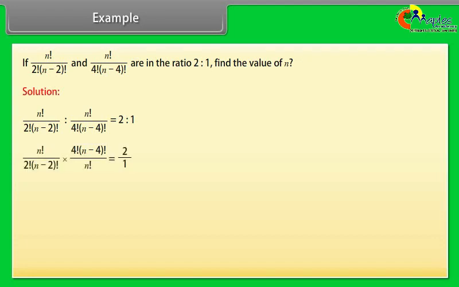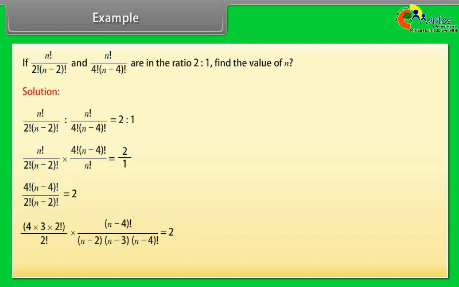It implies n factorial by 2 factorial into n minus 2 factorial multiplied by 4 factorial into n minus 4 factorial by n factorial is equal to 2 by 1. 4 factorial into n minus 4 factorial by 2 factorial into n minus 2 factorial is equal to 2.